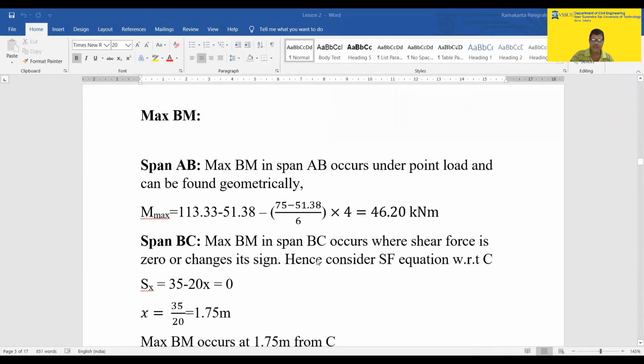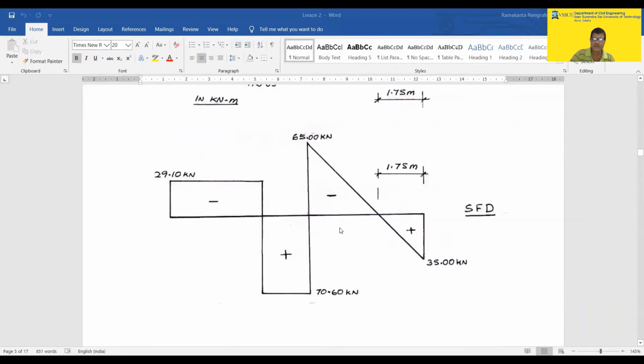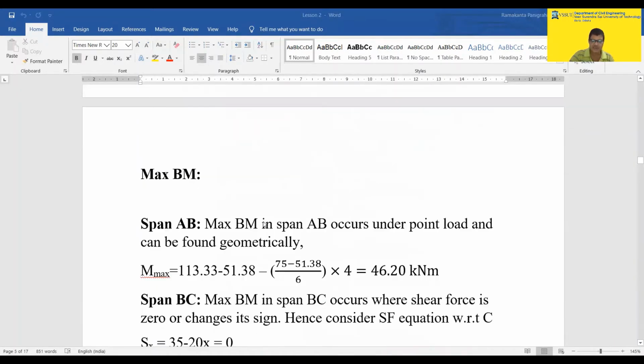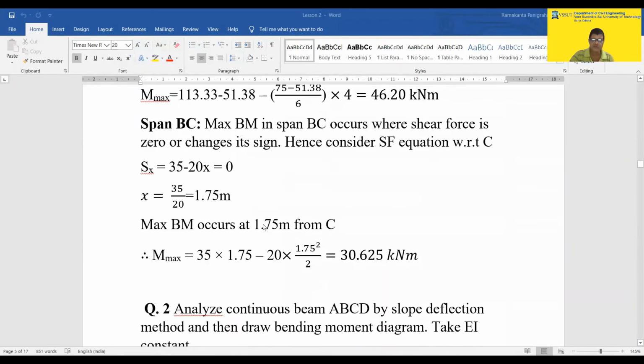Where will the maximum bending moment occur? In span AB it occurs at the point load. You can find from here that the shear force changes sign, so that will be the maximum bending moment. Find these ordinates. You can know this value by linear interpolation of geometry, and the total value is 113.33. There is also another way to find the values.